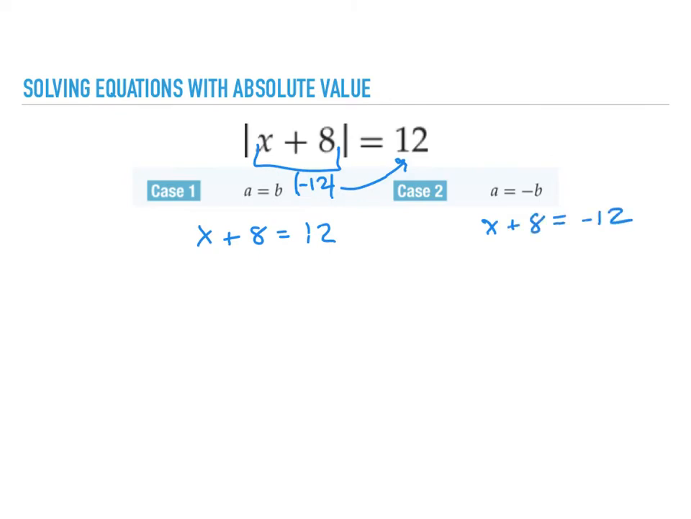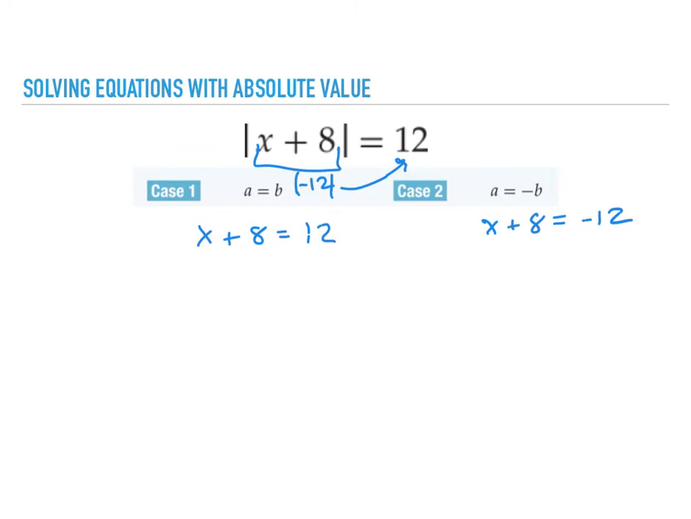So once we get those absolute value signs all by itself on one side of the equals, to get rid of them, we need to split our equation into 2. So we have x plus 8 is equal to positive 12 and x plus 8 is equal to negative 12. So now we're just going to solve this as if it were 2 different equations. So we're going to get 2 different values for x.